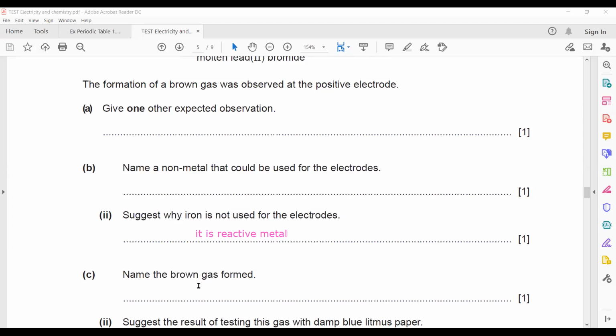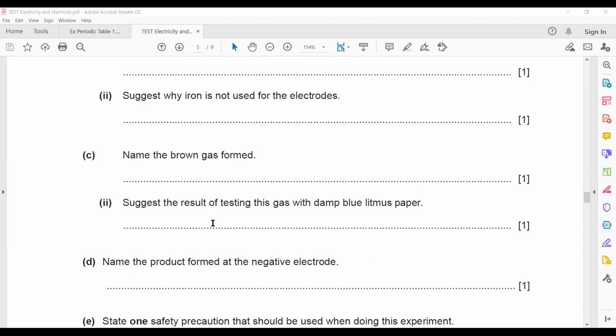The brown gas was bromine, and the result of testing a gas with damp blue litmus is that it bleaches.